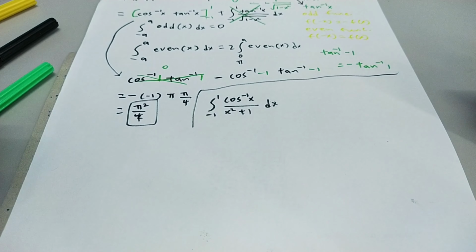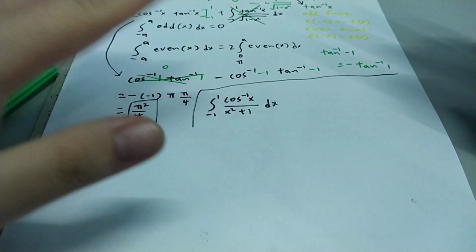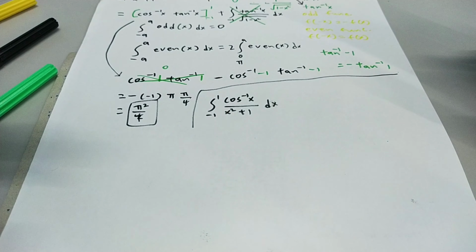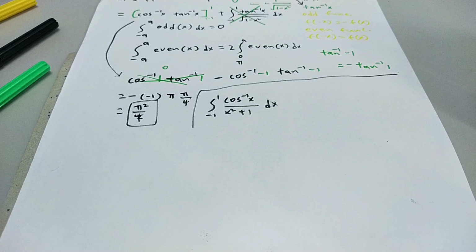Okay, now let me show you the second method to solve this integral without using integration by parts. Instead of using integration by parts, we will use a trigonometric identity. So what is the trigonometric identity that we will use in this integral?